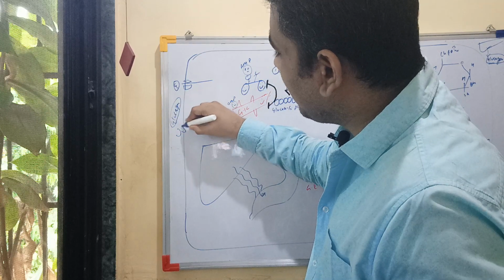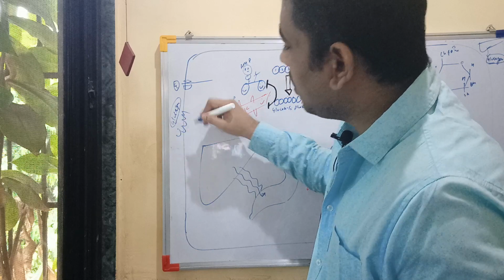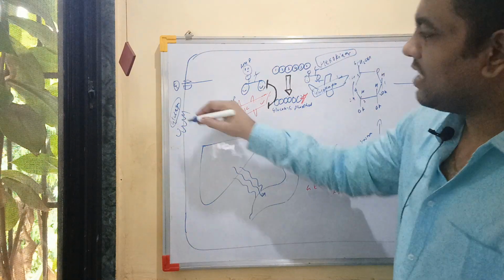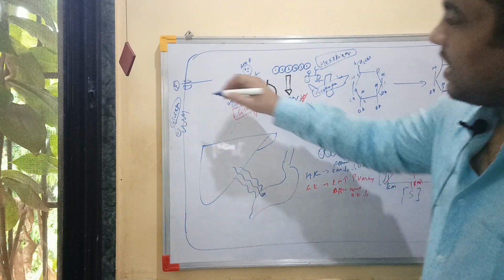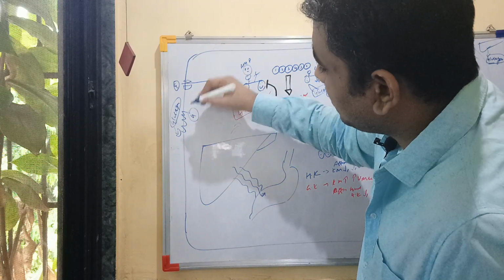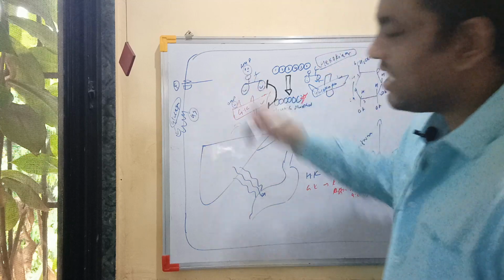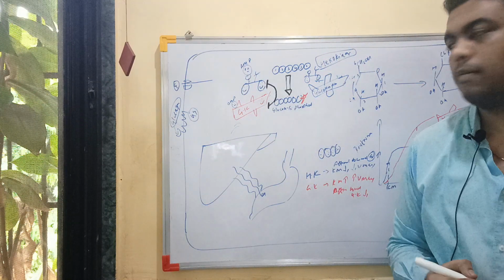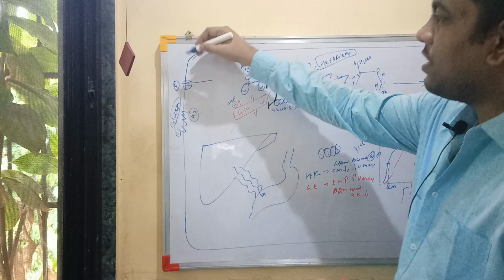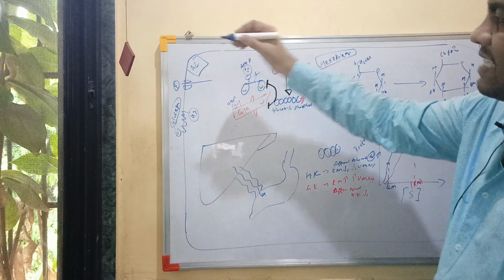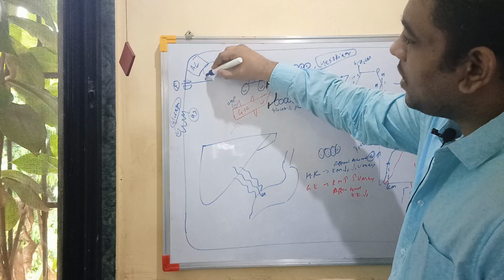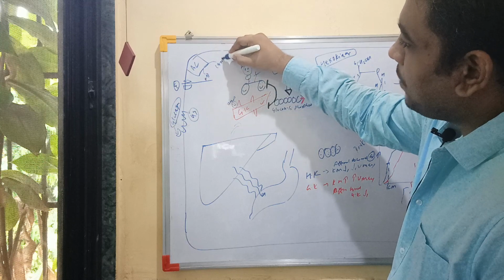Glucagon has a receptor, a 7-pass receptor. This glucagon will bind to this receptor. This is a G protein coupled receptor, which is attached to a Gs type of protein. This G stimulatory protein will go and activate adenyl cyclase. Adenyl cyclase will convert ATP to cAMP.